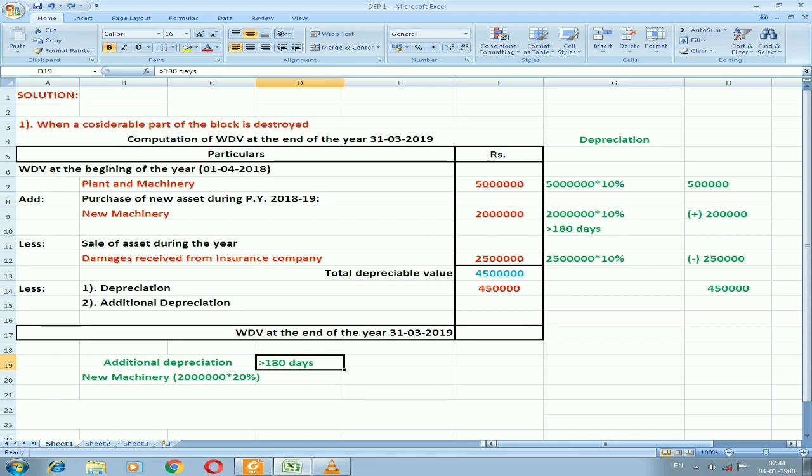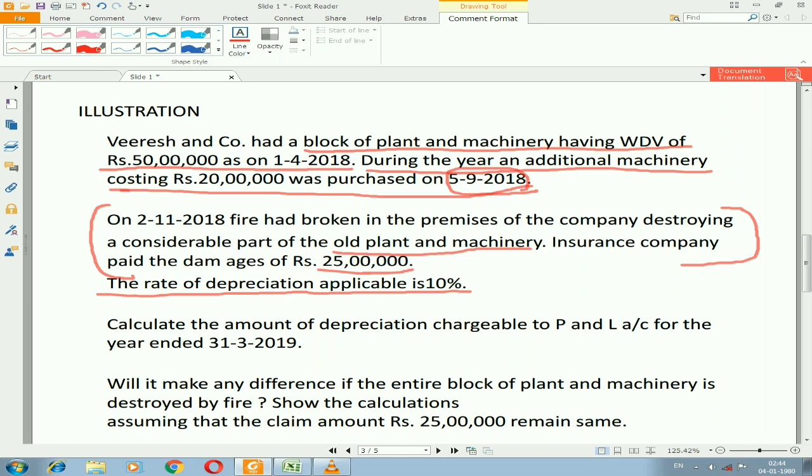That 4 lakh I'm supposed to enter in the additional depreciation column. So I'm entering 4 lakh in the additional depreciation column, and after entering it I need to do the total. The end balance, that is the WDV at the end of the year, will be 36 lakh 50,000.